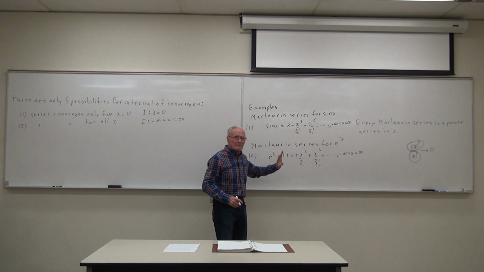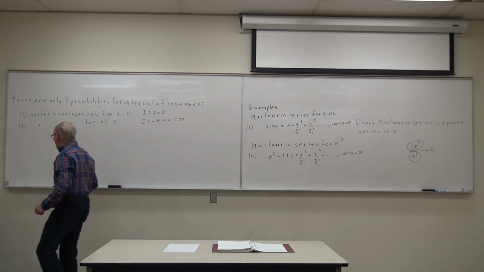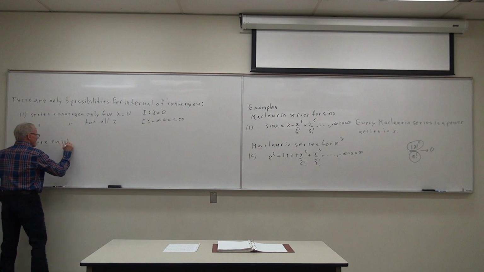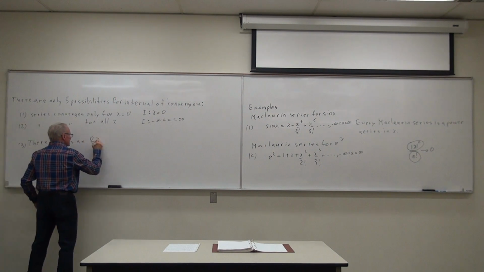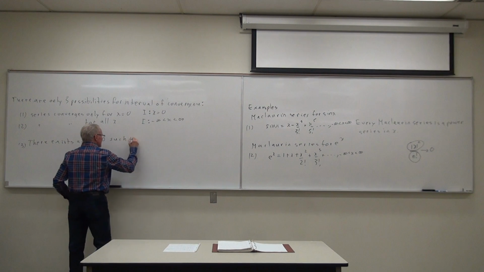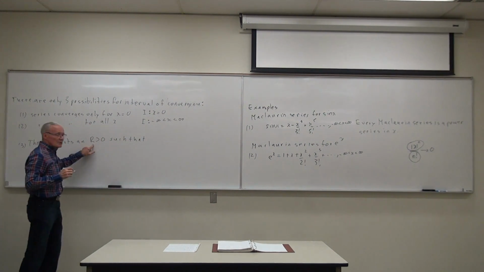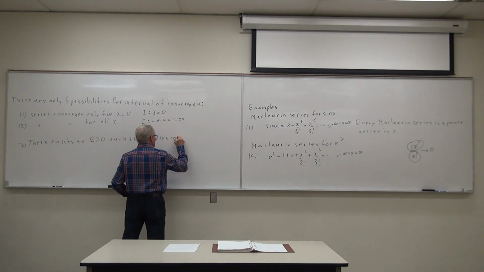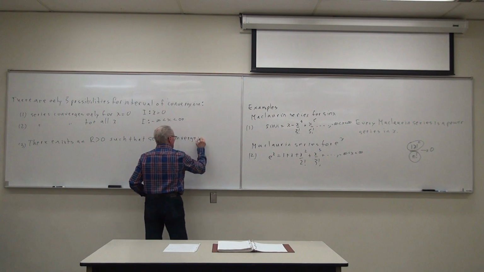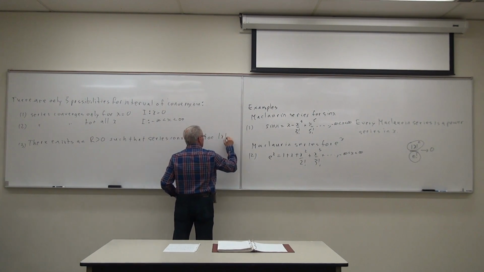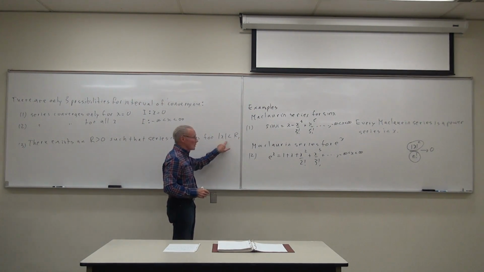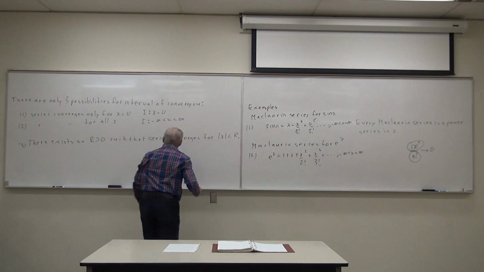Converge for all x's, minus infinity to infinity. And the third possibility is like the geometric one that we had here a moment ago. There exists a number r greater than 0 such that, and in the geometric series, that r was equal to 1, such that the series converges for all x in absolute value less than r. That's what we saw for the geometric: x is between -1 and +1, absolute x less than 1.